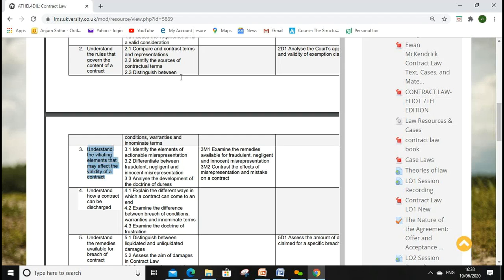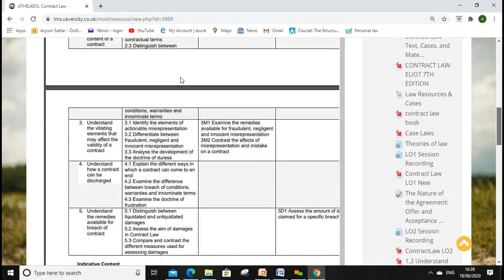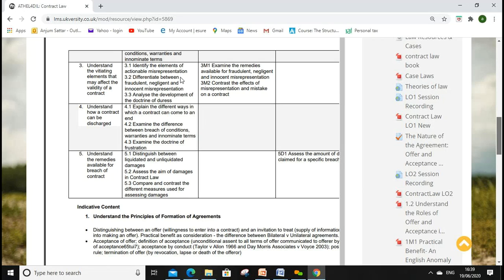So lesson 3, we discussed the elements that may affect the validity, different things like negligent misrepresentation, the doctrine, and reasonable misrepresentation. And in lesson 4, we discussed the different ways in which a contract can come to an end and be finished. We discussed breach, conditions, warranties, and innominate terms, in the last lesson.